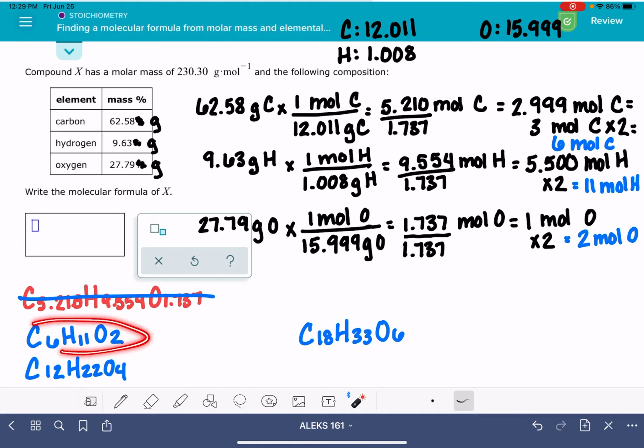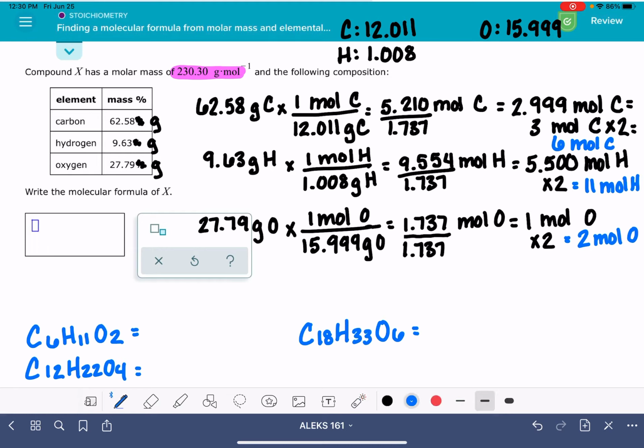So the empirical formula is the smallest ratio, but the molecular formula could be anything, including the same as the empirical formula. The way that we're going to figure out what the actual molecular formula is by looking at the molar mass. We know the molar mass of our compound is 230.3, so let's just calculate the molar masses of these different options that we have until we come up with one that is 230.3. We'll start with C6H11O2. I'm going to leave myself some space here. The carbon atoms, 6 times 12.001.